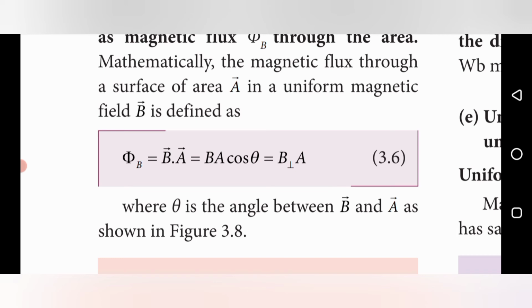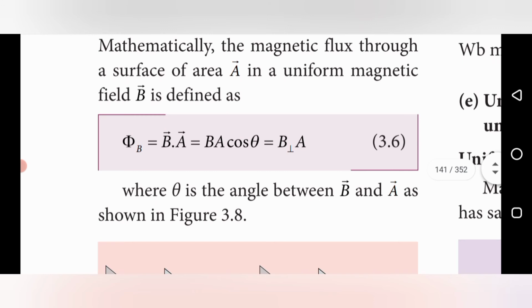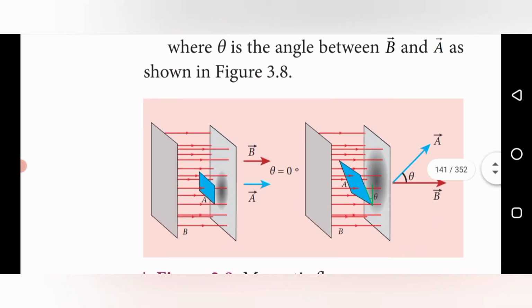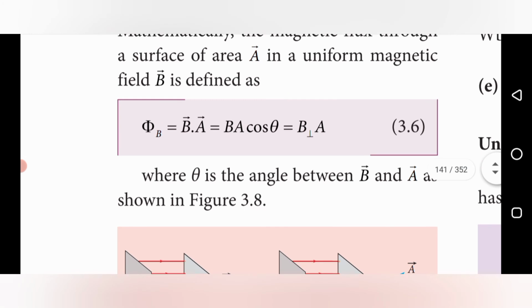So finally we get BA cos theta. Here theta is the angle between B and A as shown in the figure. The magnetic field lines are B, and the area represents A. The angle between the two is called theta. So finally the expression of the magnetic flux is psi B equal to B dot A vector, equal to AB cos theta. This is the value of magnetic flux.